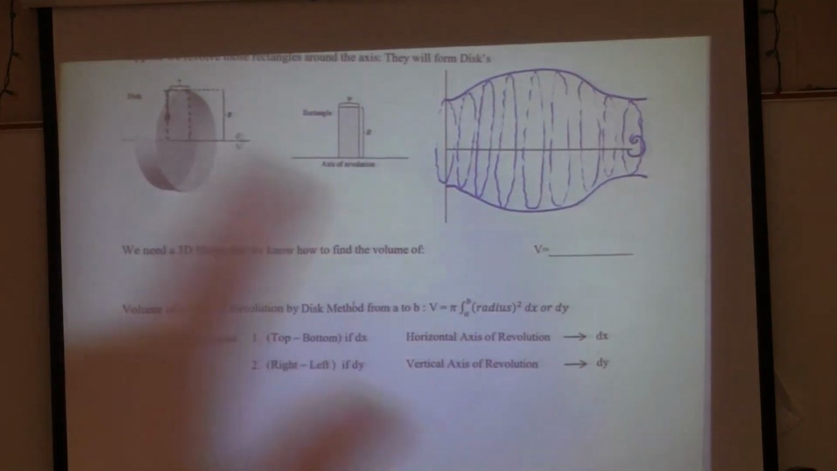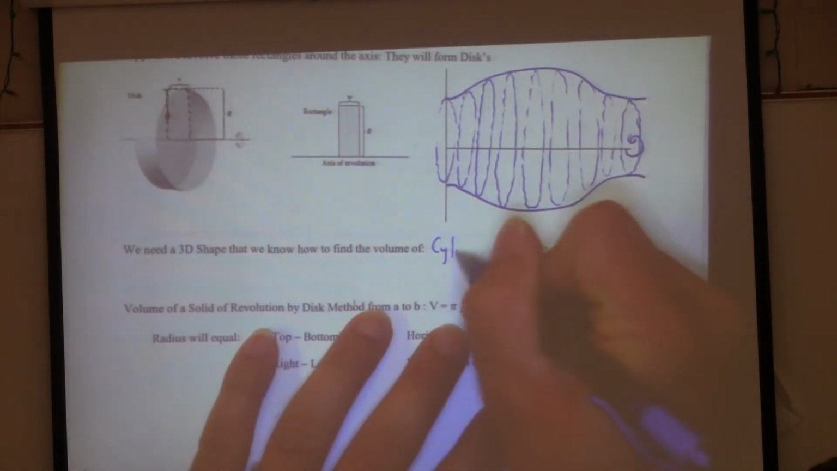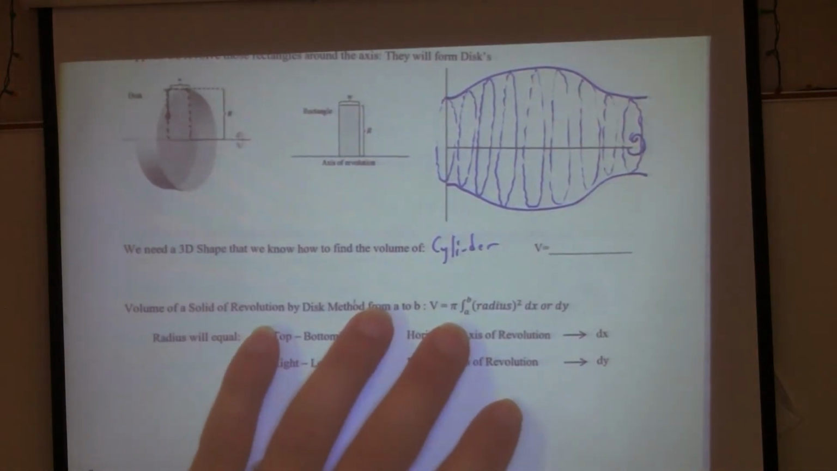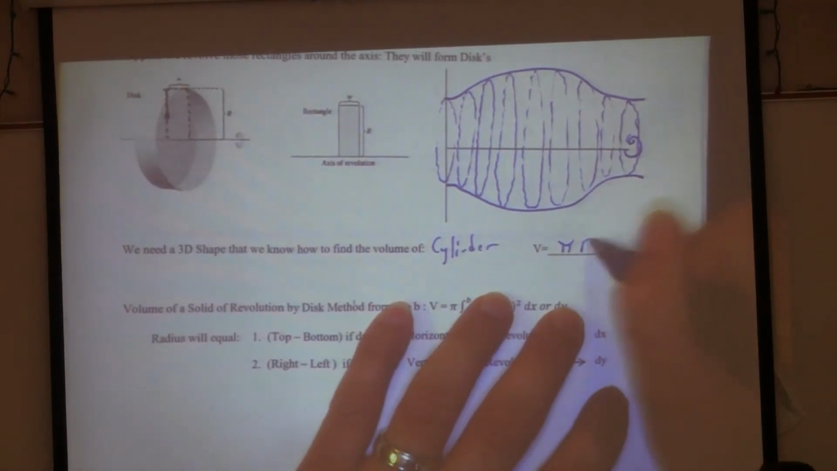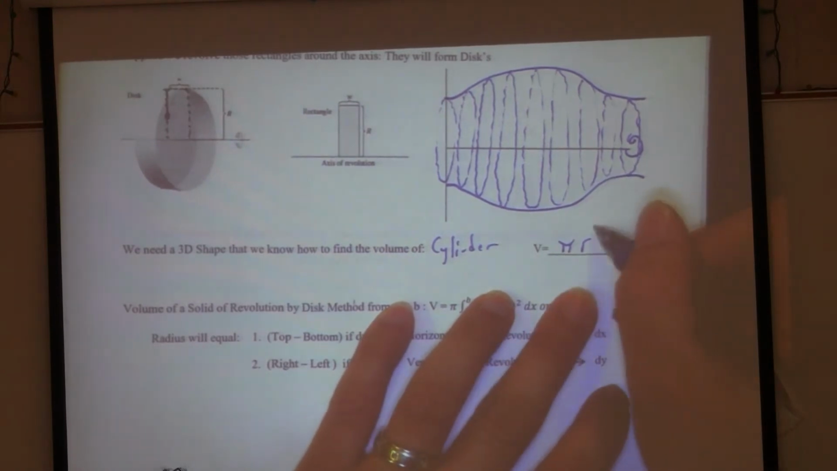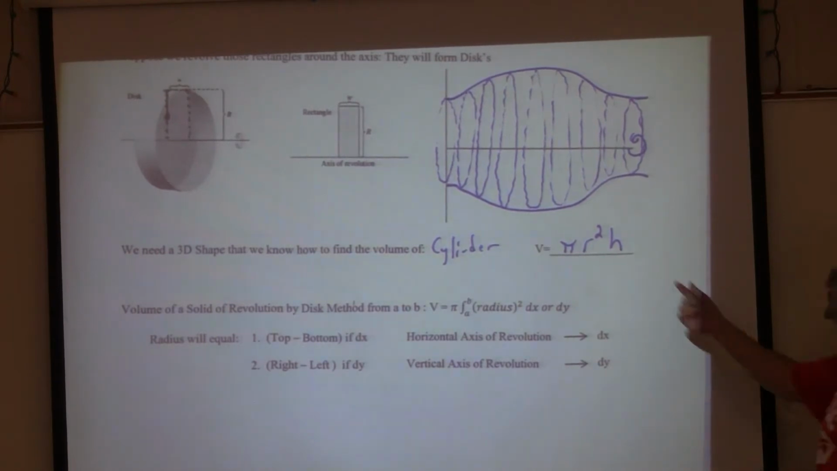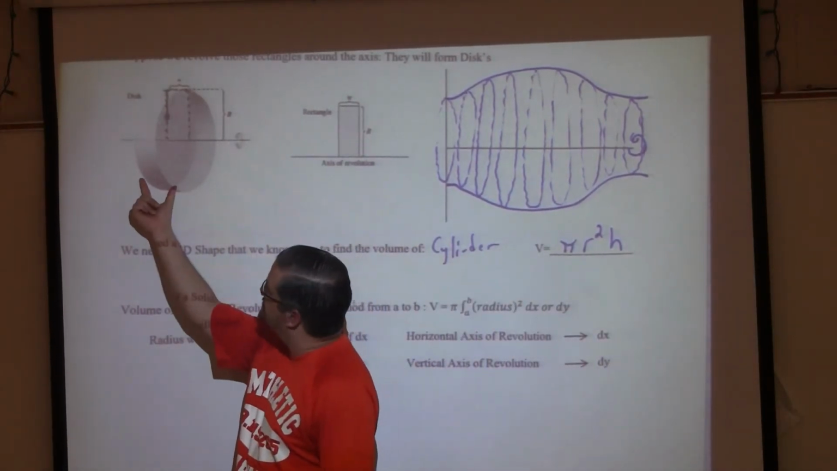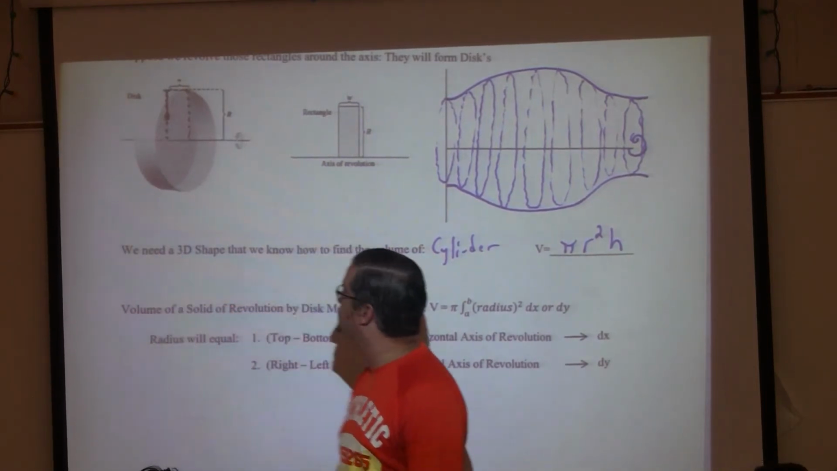Alright, so what's the 3D shape that we know how to find the volume of that matches this disc? A cylinder, okay? And what was the formula for the volume of a cylinder? Area of the base times the height. So pi r squared h. H is going to be the same thing as delta x, which we're going to reference as just dx, because that's going to get infinitely small.